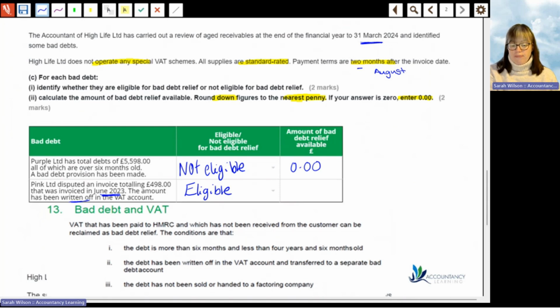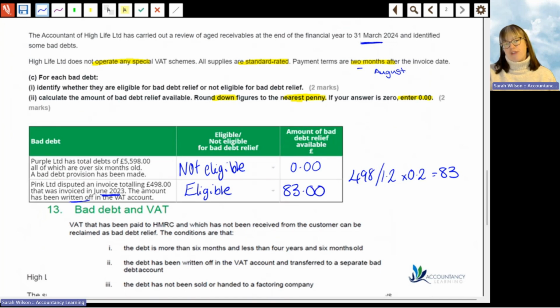So how much then? So the total of the invoice, so the gross amount of the invoice was 498. So again, we can divide that by 1.2 or divide by 120 if you prefer to do that. And then we can multiply it by 0.2 or 20%, which gives us £83, which is the VAT value. So we put £83 and don't forget to put the 2 decimal places.